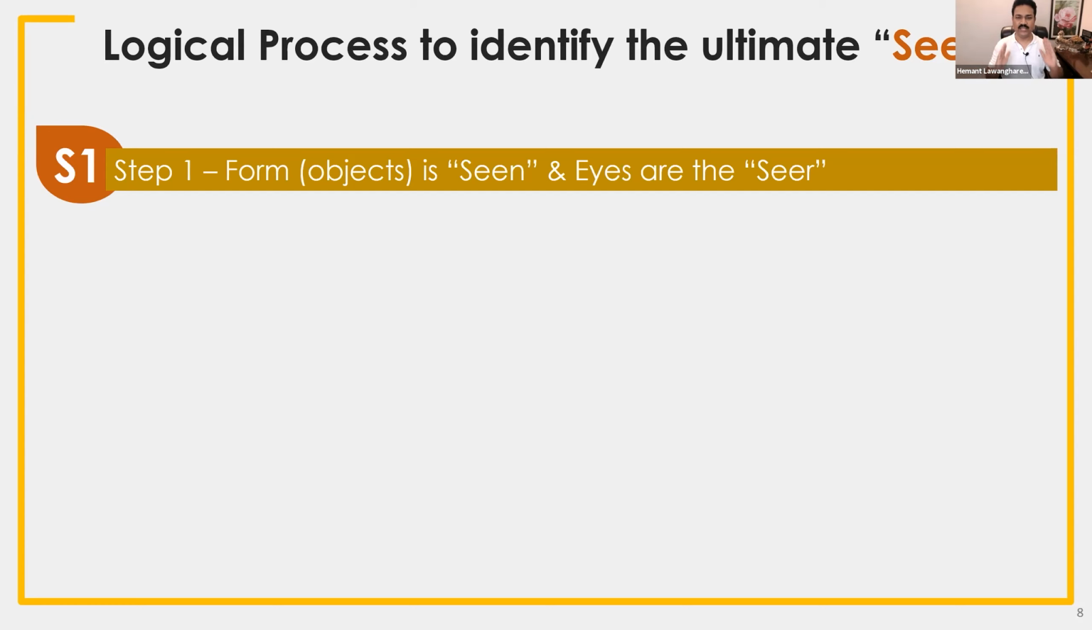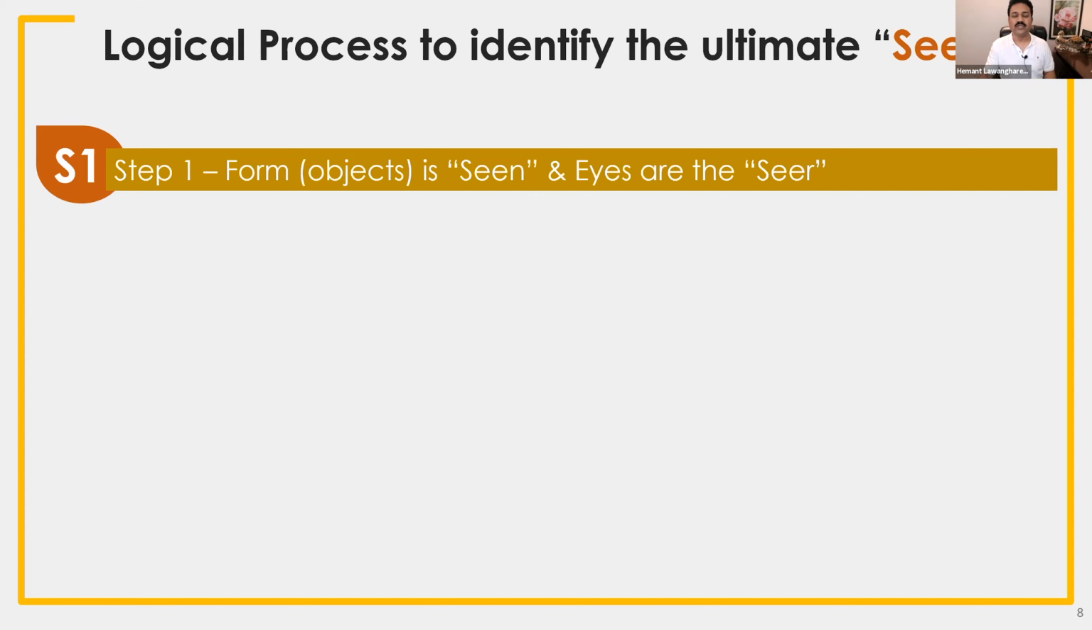Level number 1, step number 1. My eyes are the seer, no doubt, and things around me are the seen, objects. My eyes are the subject, all other things are the objects. Even if it is a human being, it is an object, because for the eyes, it is an object, right? So this is my step 1. Compared to the object, my eyes now have the upper hand. My eyes are experiencing the things. Good. So this is step number 1 or level number 1.